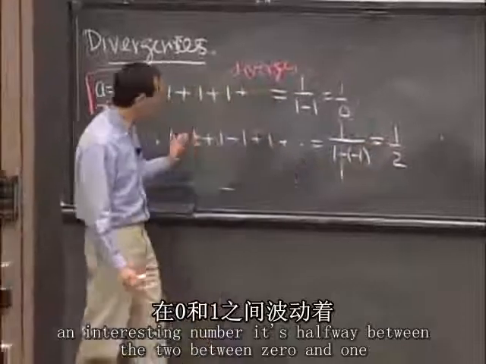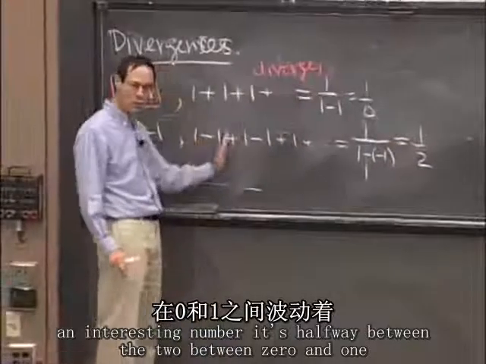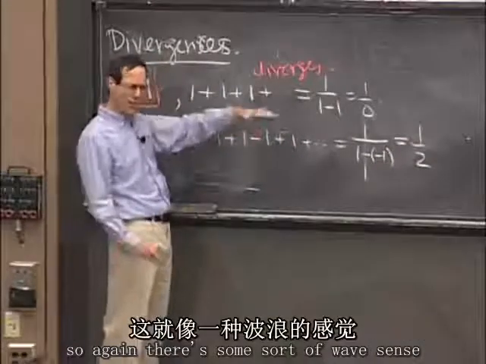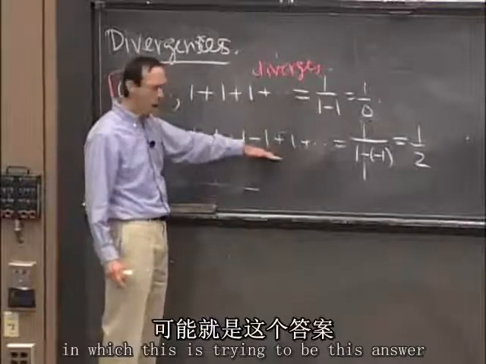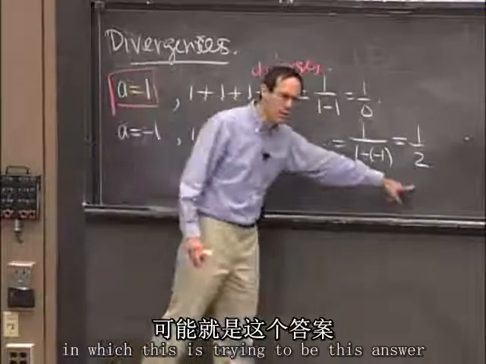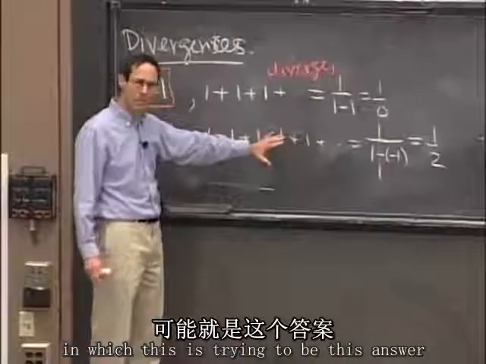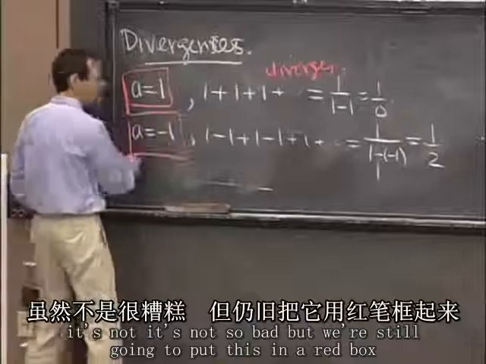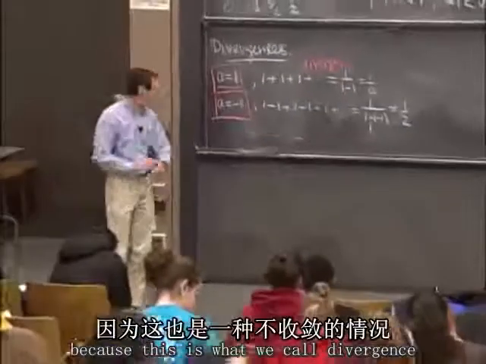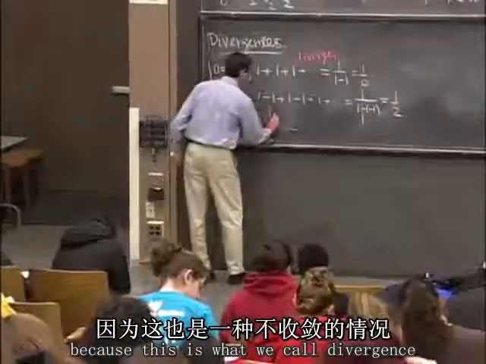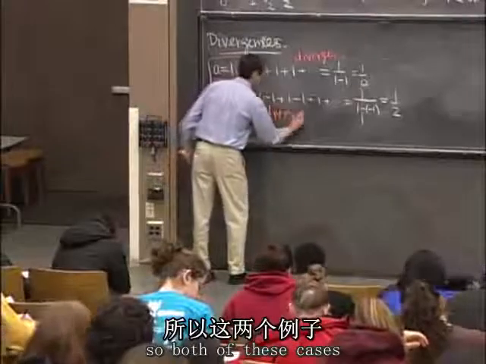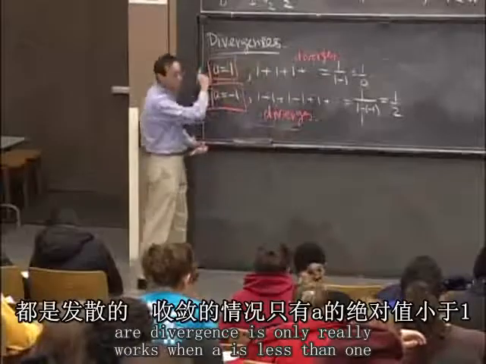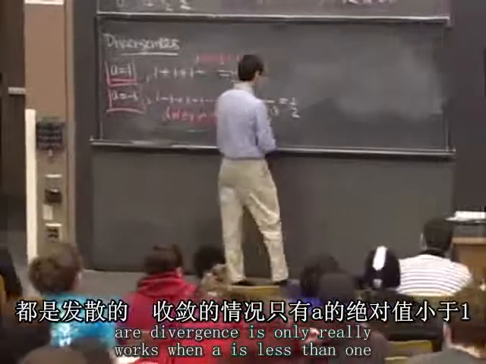It's halfway between the two, between 0 and 1. So again, there's some sort of vague sense in which this is trying to be this answer. It's not so bad. But we're still going to put this in a red box, because this is what we call divergence. So both of these cases are divergent. It only really works when a is less than 1.